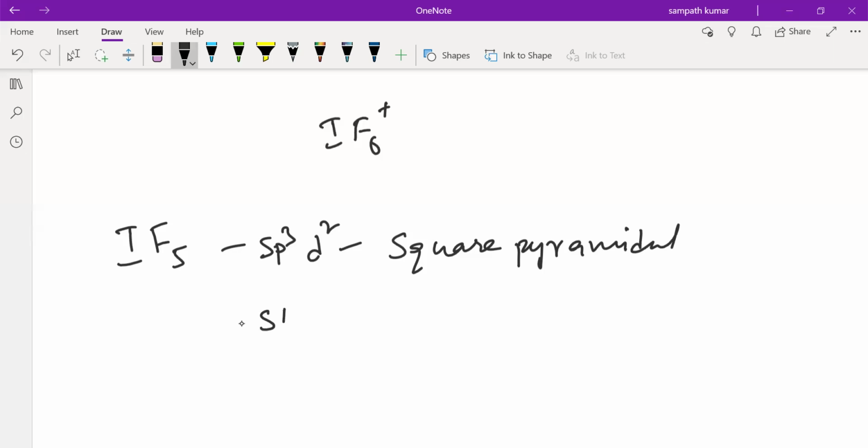Similar molecules are SbF5 2-, XeF5 plus, and tellurium Cl5 minus. These all have the same hybridization with a similar geometry. They are given because questions may ask which molecules have a similar geometry. Next.